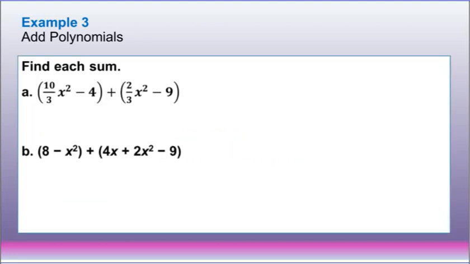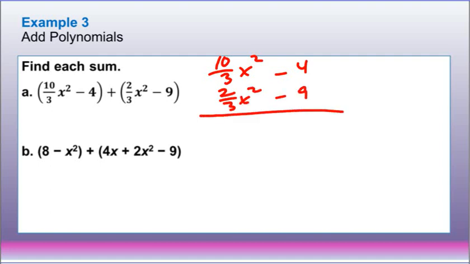So for our first example, find each sum. I'm going to write these as vertical just to make it a little bit easier. So 10 thirds x squared minus 4, and now I'm adding 2 thirds x squared minus 9. So if I add straight down, 10 thirds plus 2 thirds is 12 thirds. 12 thirds is the same as 4, and our variables stay the same, so 4x squared. Negative 4 plus a negative 9 is a negative 13. So my answer would be 4x squared minus 13.